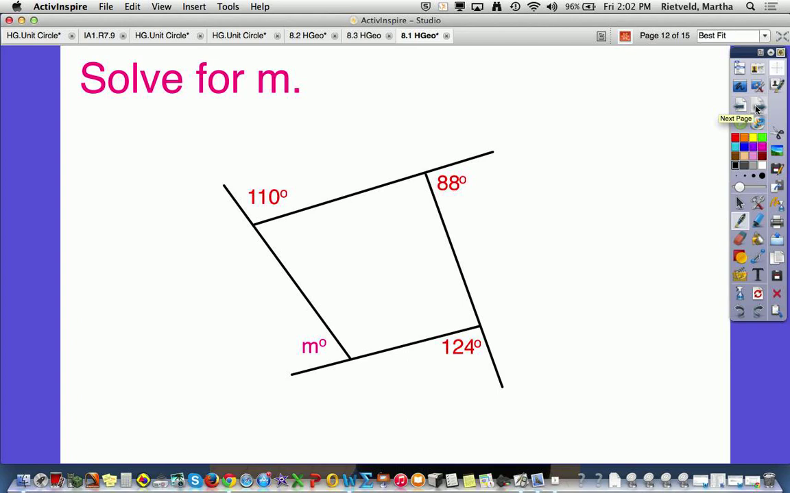On this example, we know we have 4 exterior angles. One of them is missing. We know that they all add up to 360. So if we take 110 plus 88 plus 124 plus m, that's going to equal 360. And then if we subtract the ones we know, we should be left with m. So 360 minus 110 minus 88 minus 124. The missing angle is 38 degrees.